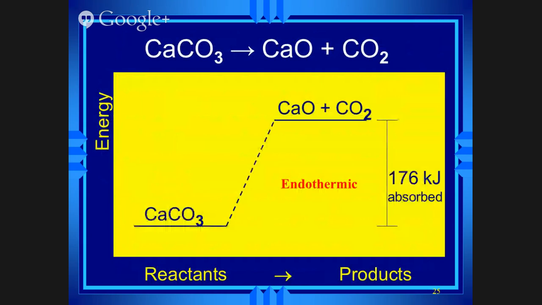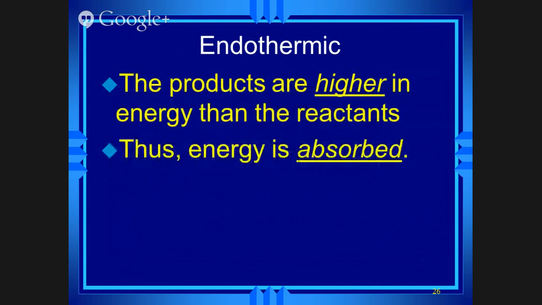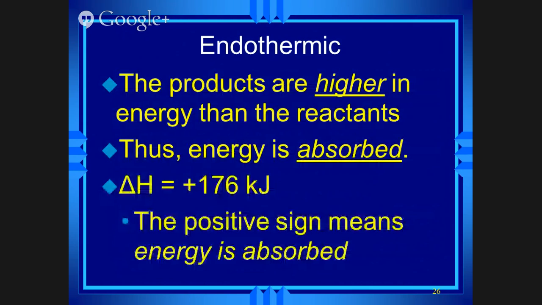We can do the opposite for the endothermic. Now our reactant, calcium carbonate, which forms calcium oxide and carbon dioxide, absorbed some energy, so the products have more energy than the reactants. Note that the plus 176 kJ is on the left side this time, so it's on the left side for the endothermic reaction. Products are higher in energy than the reactants, thus the energy is absorbed. Delta H could also be written as a positive 176. So positive 176 here, or put it on the left side of the equation when it's included in the equation.